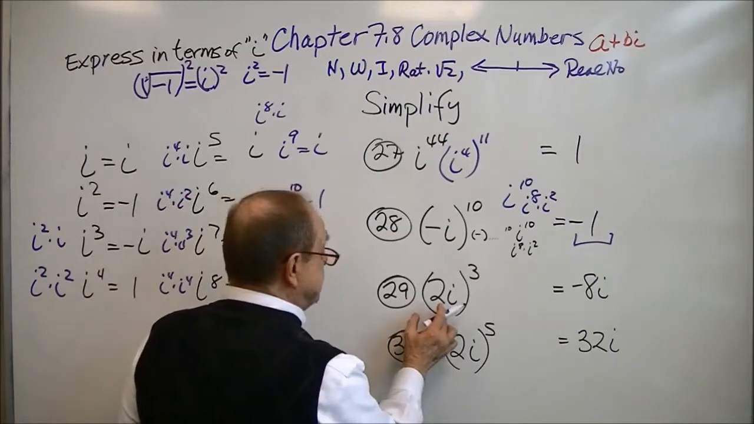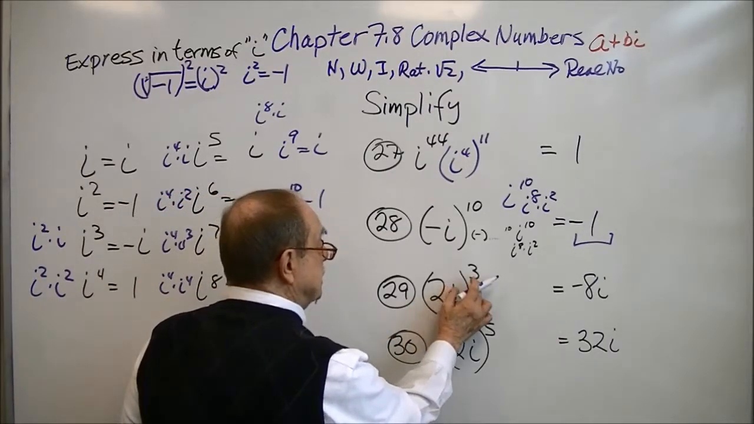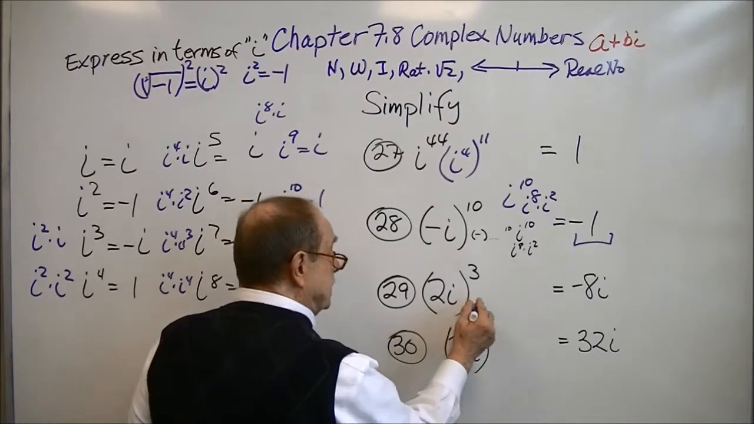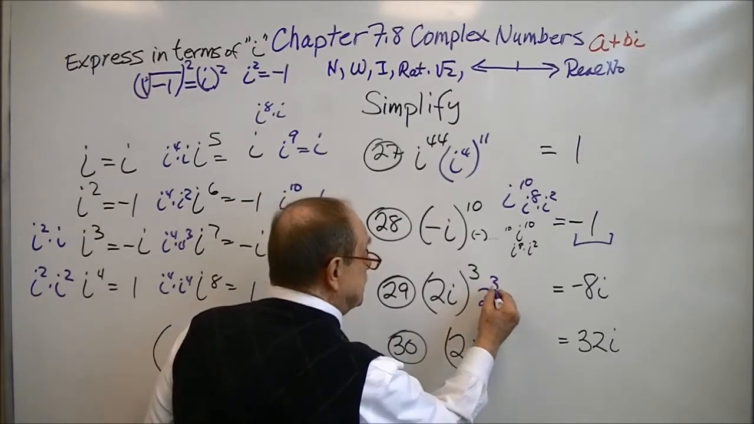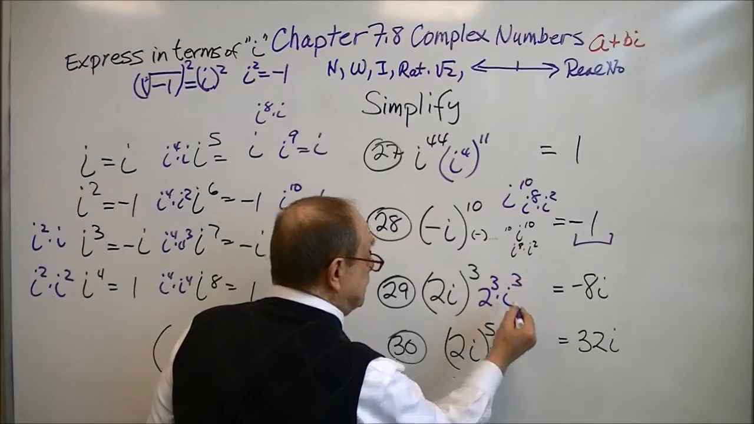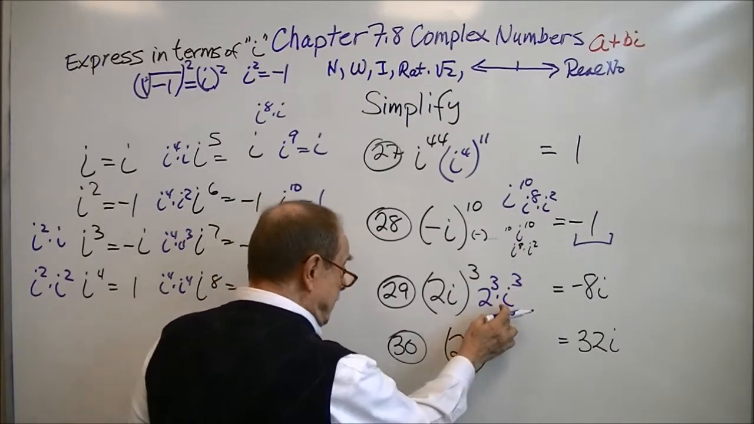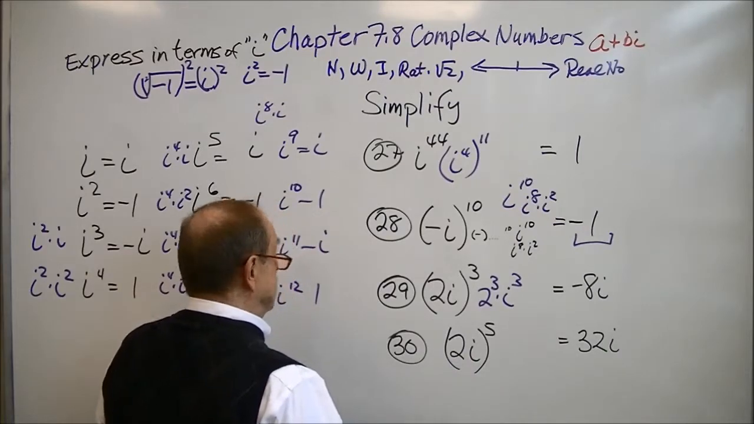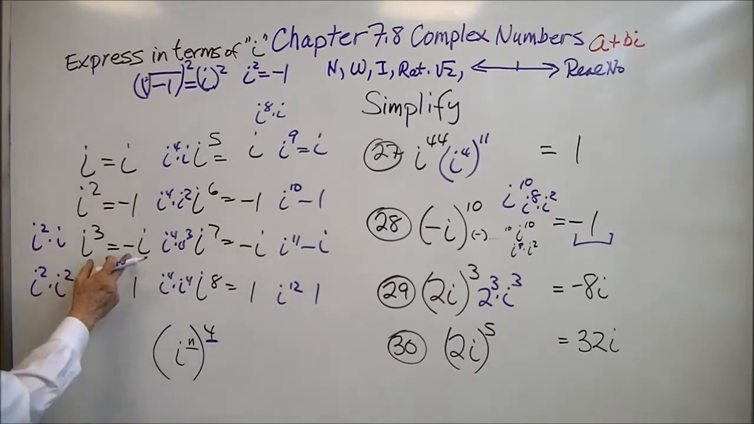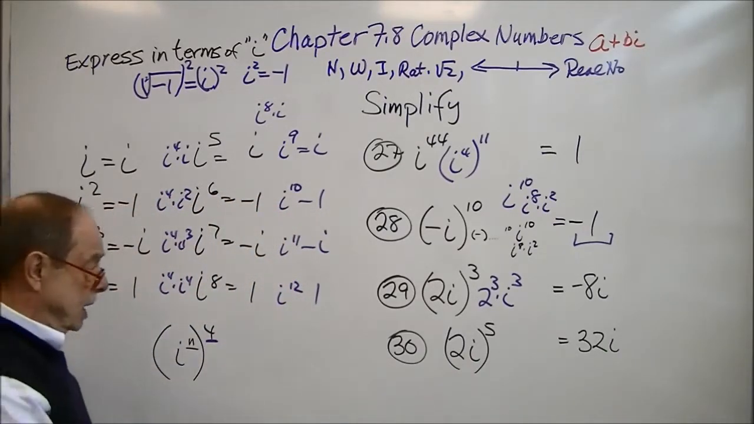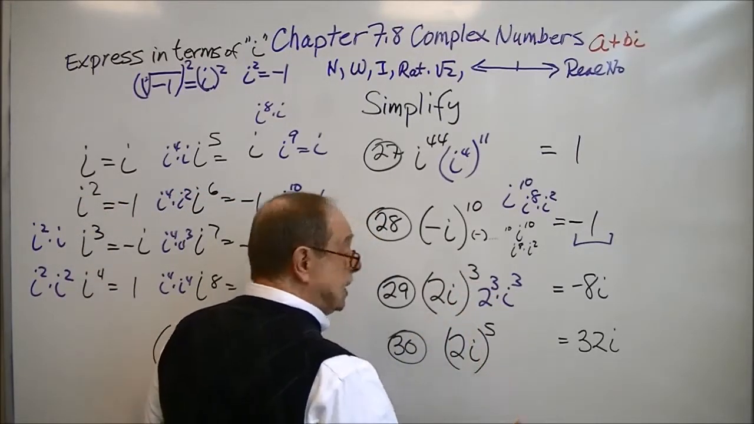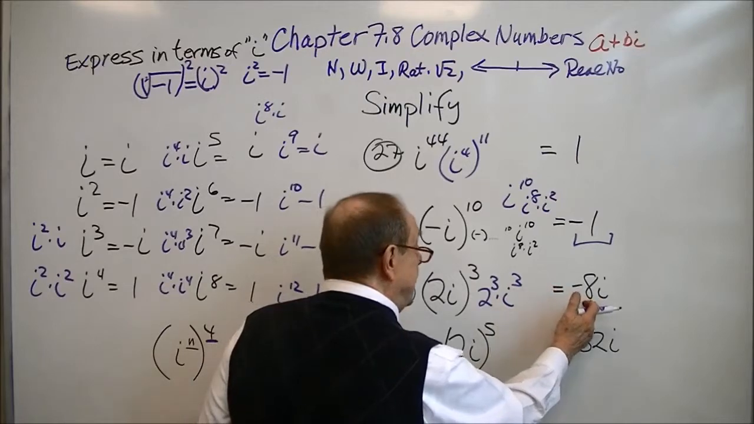Okay, this one is 2 to the 3rd. That's 8. And then, let's do it this way. 2 to the 3rd times i to the 3rd. i to the 3rd we said was negative i. Well, 2 to the 3rd is 8. 8 times negative i is negative 8i.